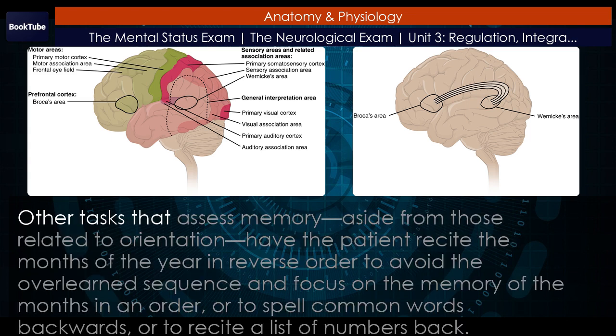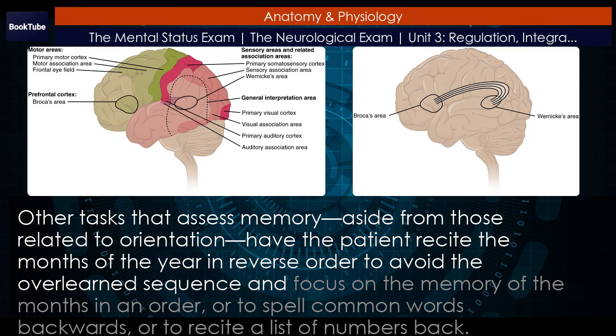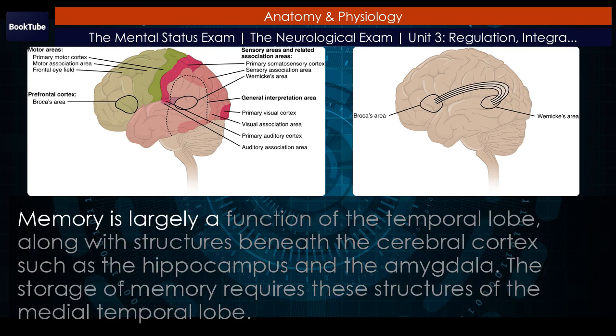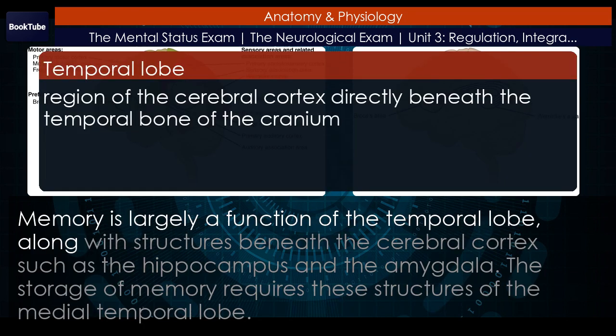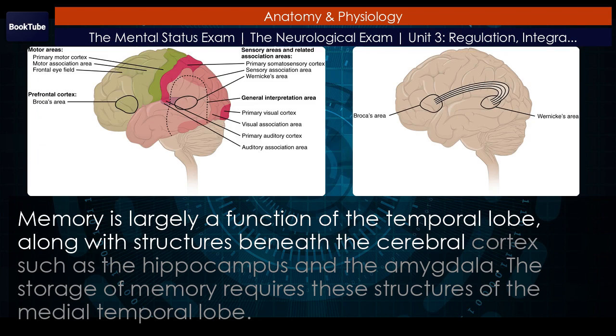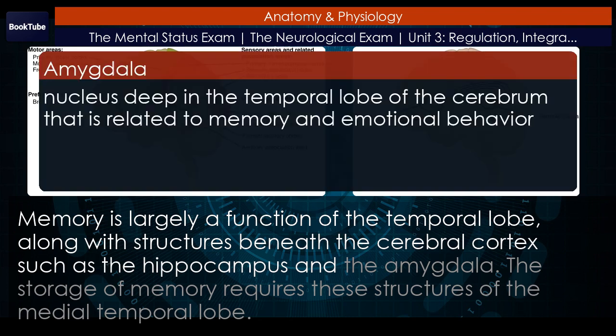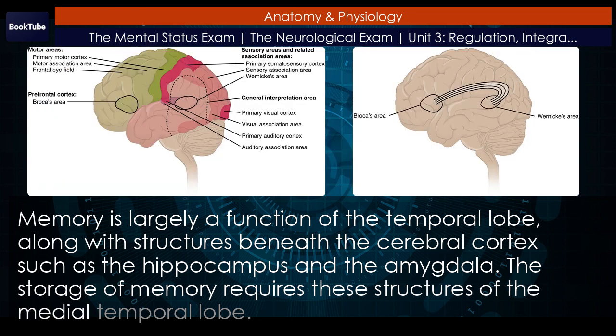Other tasks that assess memory, aside from those related to orientation, have the patient recite the months of the year in reverse order to avoid the overlearned sequence, and focus on the memory of the months in an order, or to spell common words backwards, or to recite a list of numbers back. Memory is largely a function of the temporal lobe, along with structures beneath the cerebral cortex such as the hippocampus and the amygdala. The storage of memory requires these structures of the medial temporal lobe.